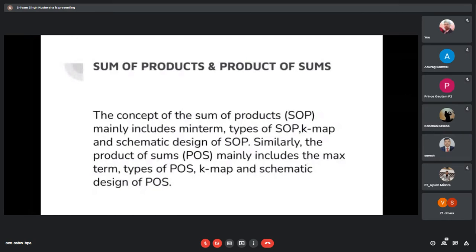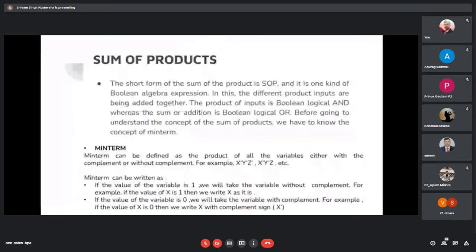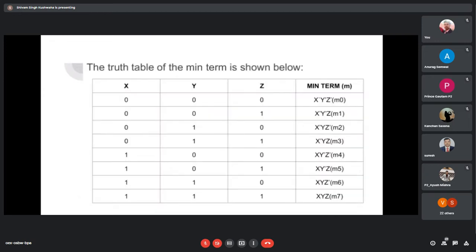Min terms can be defined as a product of all the variables, either with the complement or without complement. For example, x complement, y complement, z complement, x complement, y complement, z, etc. A min term can be written as follows: if the value of the variable is 1, we will take the variable without the complement. For example, if the value of x is 1, then we will write x as it is. If the value of the variable is 0, we will take the variable with complement. For example, if the value of x is 0, then we will write x with the complement sign, x complement.